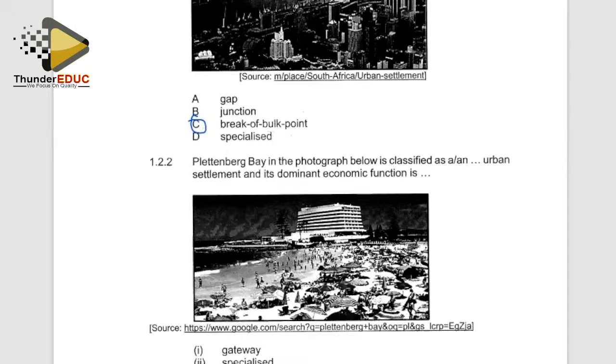If we try to analyze our photograph, you can see that this is more or less a port town. There is evidence that this is a port town because you can see there is water on this extreme end here. So that is most likely a break of bulk point, where there is a change in modes of transport, either from road to water transport or from sea transport to rail. So it becomes a break of bulk point.